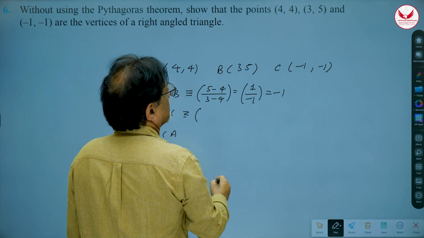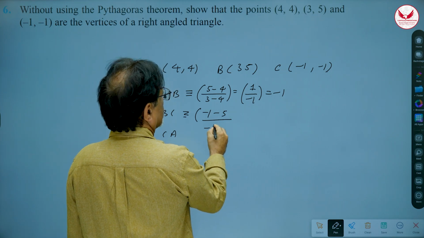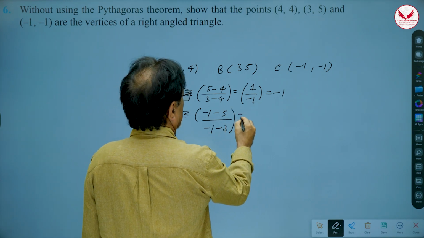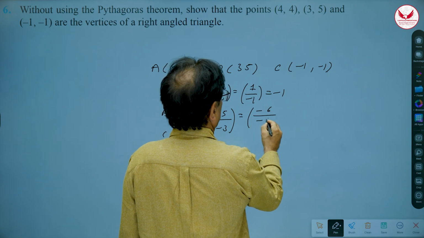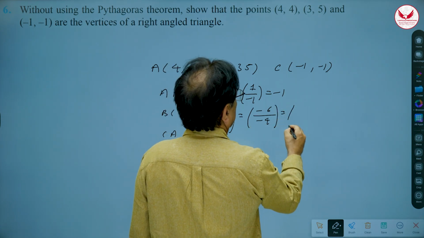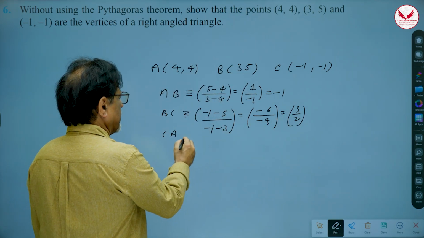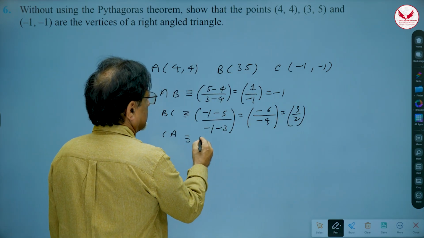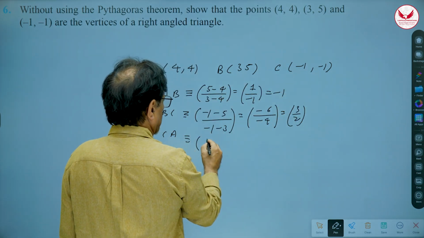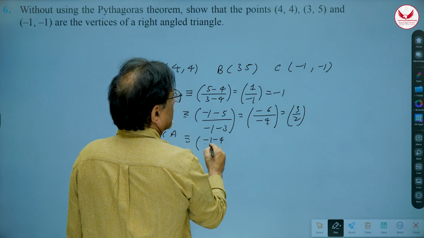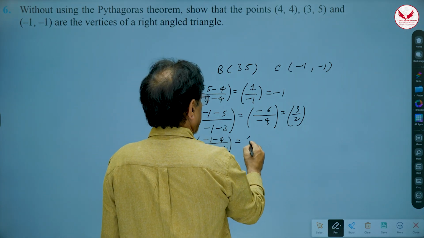Okay. What is the slope of BC? It is -1 minus 5 divided by -1 minus 3. Now this slope turns out to be -6 upon -4, and that is nothing but 3 upon 2. Okay. Now let us find out the slope of CA. Correct? What is the slope of CA? CA is -1 minus 4 divided by -1 minus 4. So that will be 1, right?